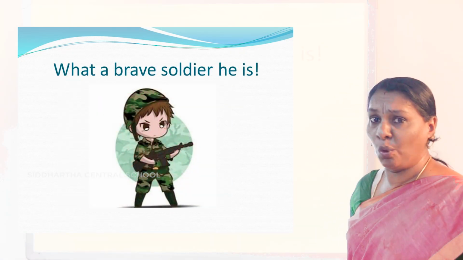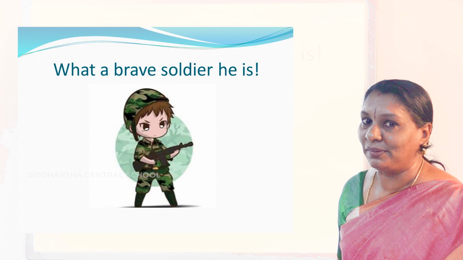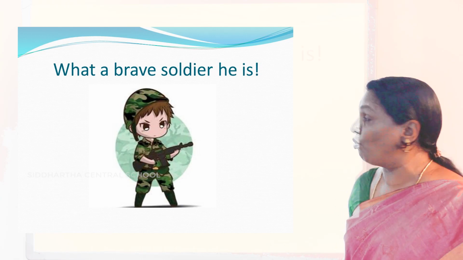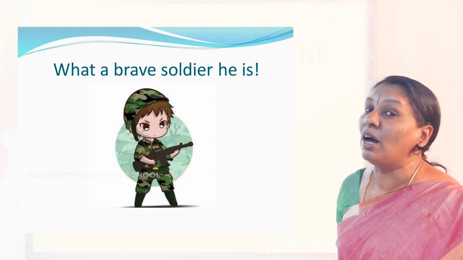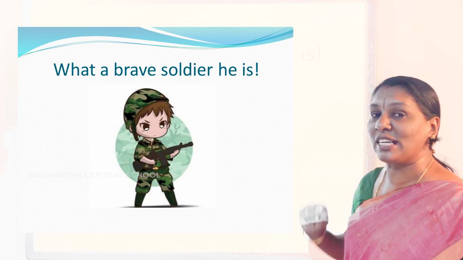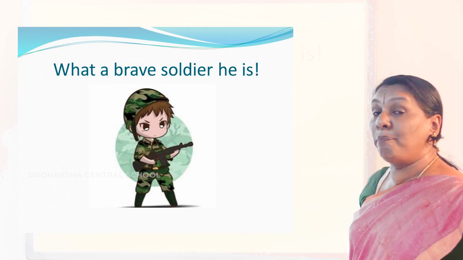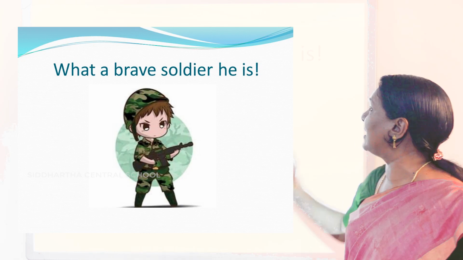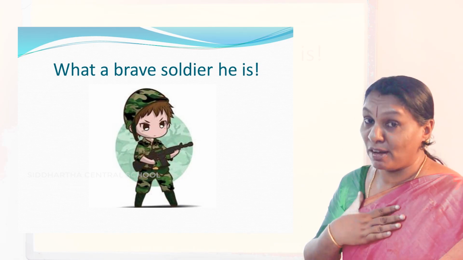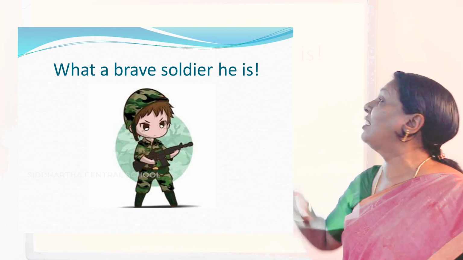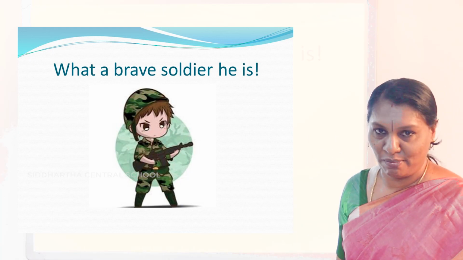Look at this. Who is this? A soldier. He is very brave. What is he holding in his hand? A gun. See, how will you express this? What a brave soldier he is! And at the end, to express our strong feelings towards a soldier, we have used an exclamation mark.